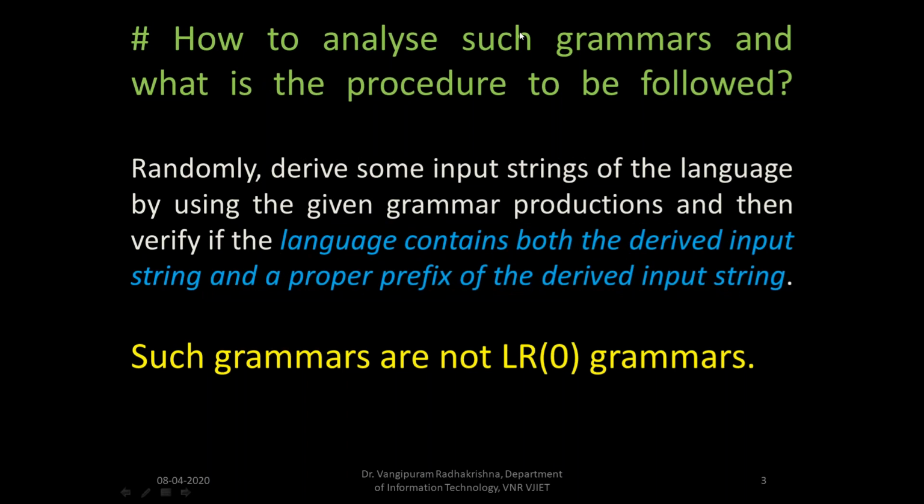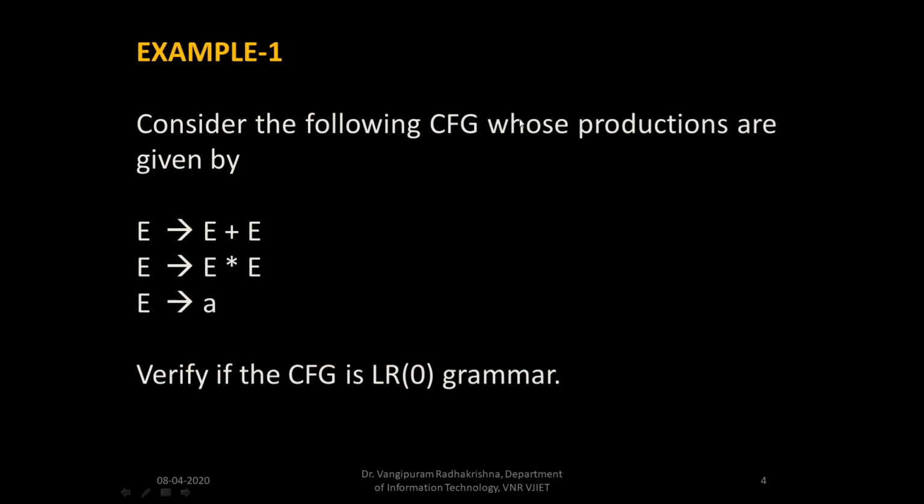So this is one important property that you can apply to a given context-free grammar to prove that the grammar is no more LR(0), apart from verifying the property of ambiguity. We shall now see a few examples wherein we apply Theorem 2 to verify if the given context-free grammar is an LR(0) grammar or not. So here is the first example.